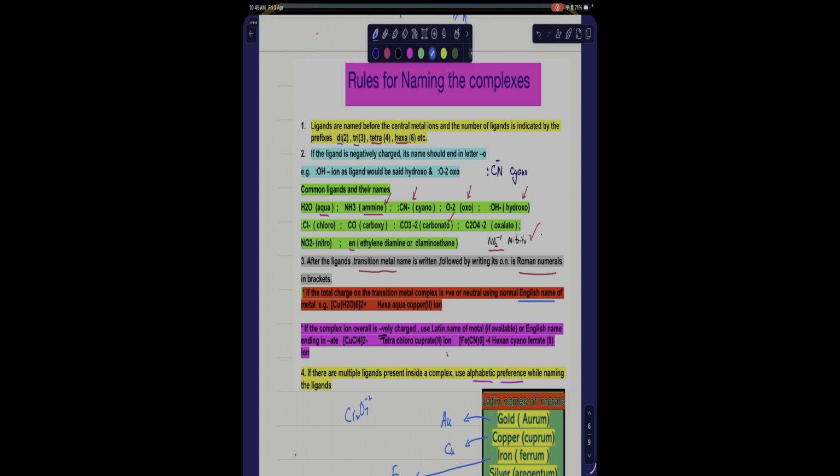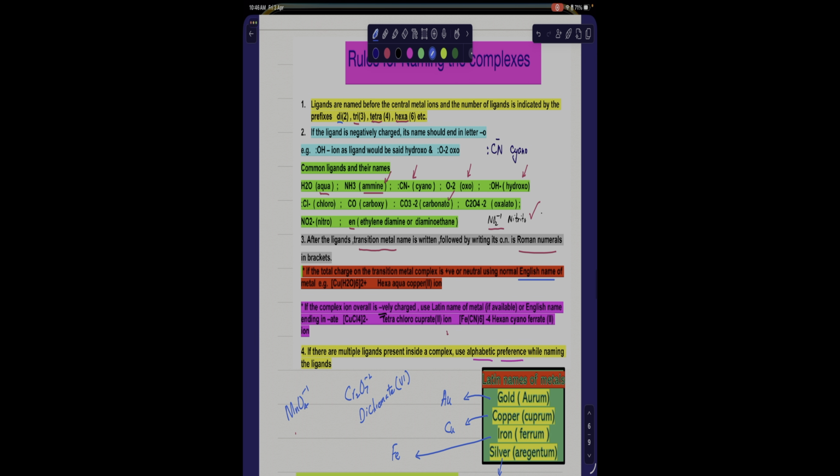You will be knowing there are some common ions, like Cr2O7 2-, which is called dichromate ion. This is a complex ion, and this is called dichromate 6 ion, because the oxidation number of chromium over here is +6. And you will be knowing there is a complex ion MnO4 -1. So the name of this complex ion is manganate, and the oxidation number of this manganese is +7, so it's called manganate 7 ion.